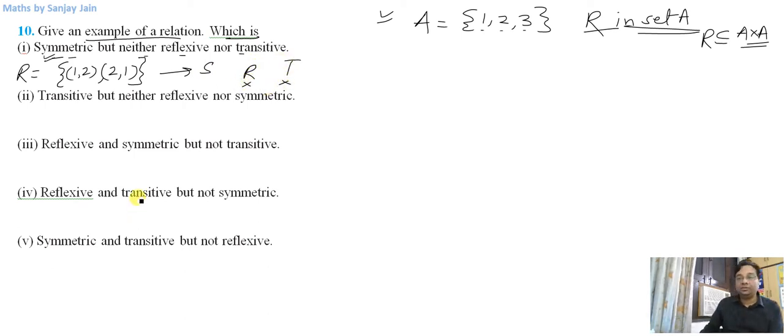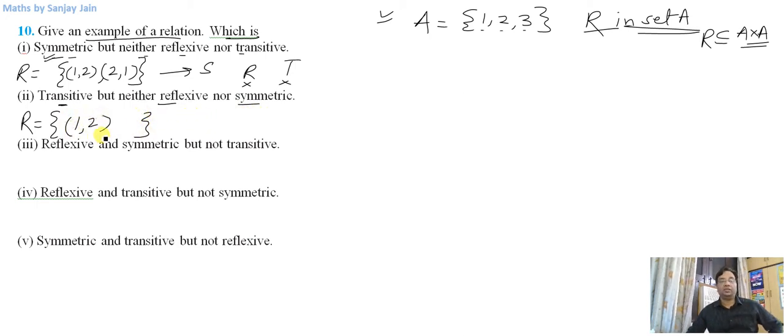This is how I will choose these relations, these examples. Now I need to choose a relation which is transitive but neither reflexive nor symmetric. This is probably the easiest thing to do. If I take (1, 2), only this ordered pair, right? It is not reflexive because (1, 1), (2, 2), (3, 3) are not present. It is not symmetric because (1, 2) is present but (2, 1) is not. And it is transitive. Why is it transitive? It is transitive but it is not reflexive, not symmetric.